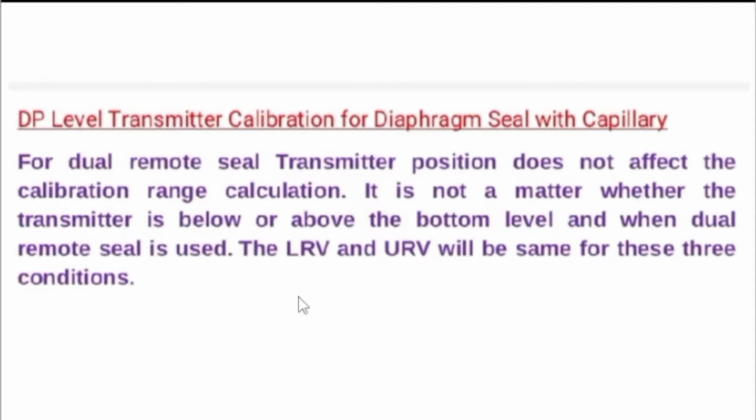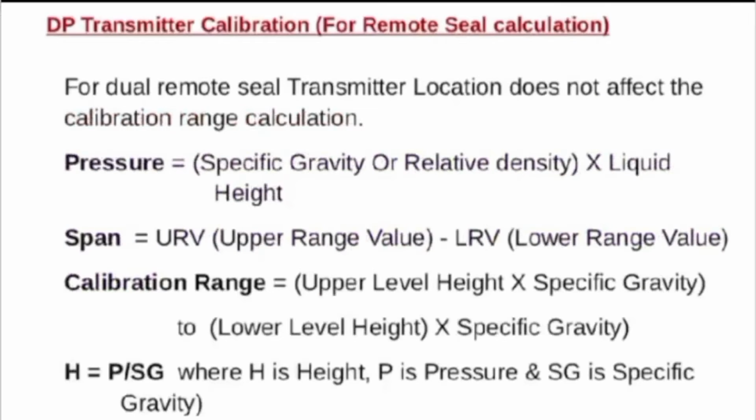If we put the transmitter below the level, above the level, or equal to the level, we will see that this will not affect the LRV and URV calculation. We will consider this and we will calculate this. We know for dual remote seal, transmitter location does not affect the calibration range calculation.